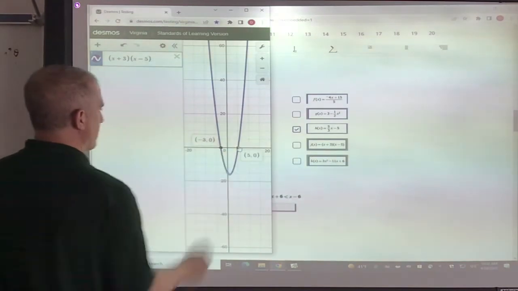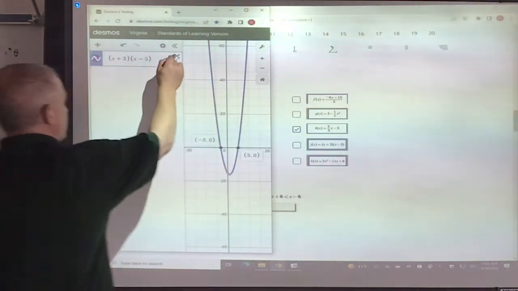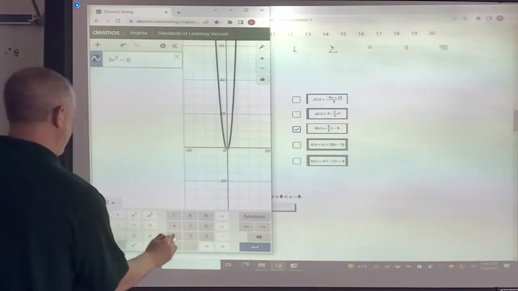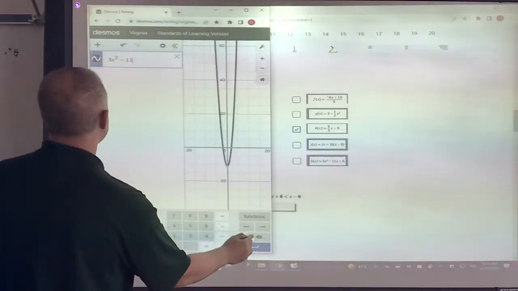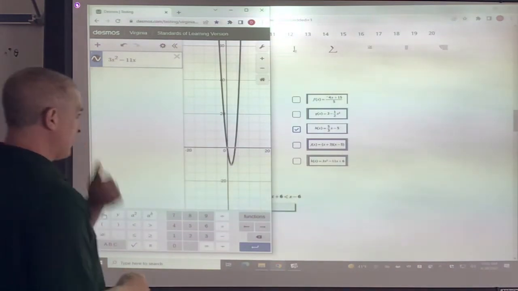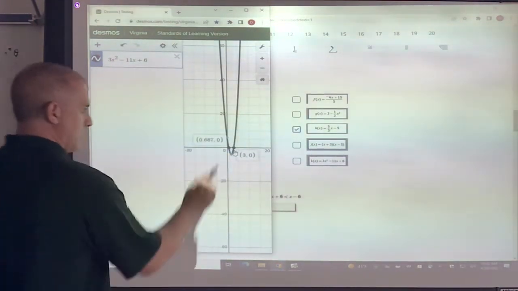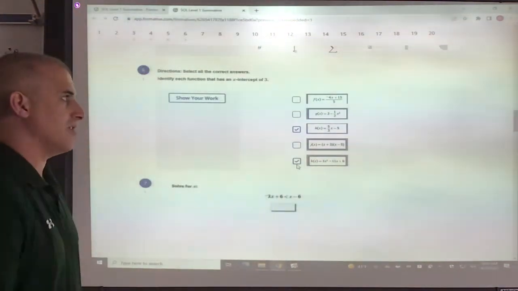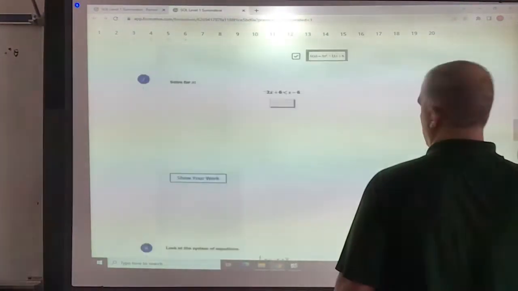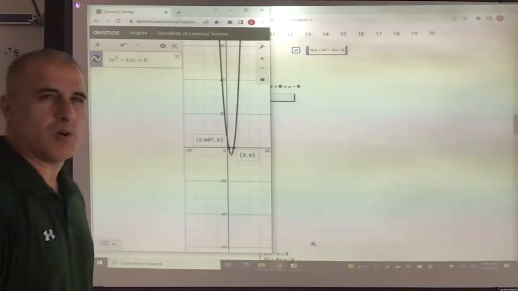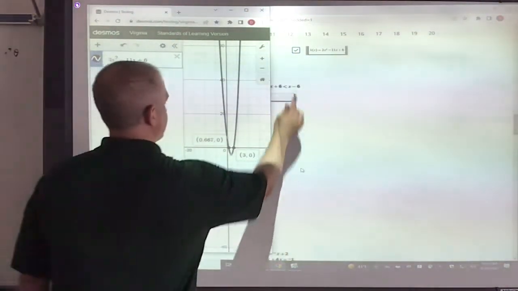Crosses at -3 and 5, that's not one of my answers. Then 3x squared minus 11x plus 6. That crosses at 0.67 and at 3, so that would be the second one that I pick. All right, another inequality question.